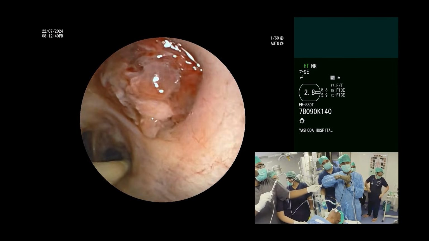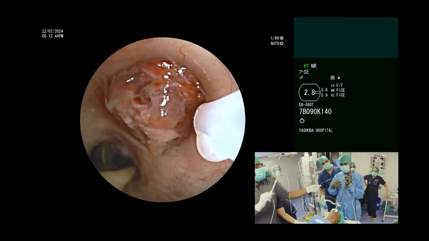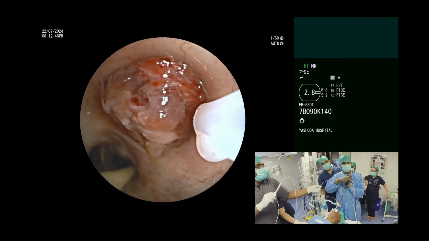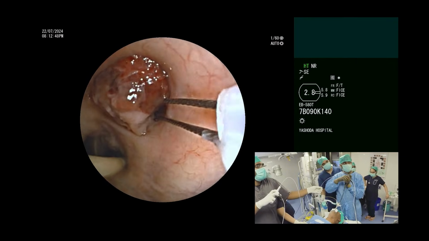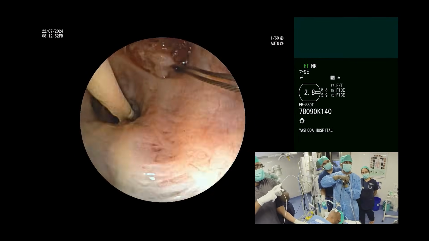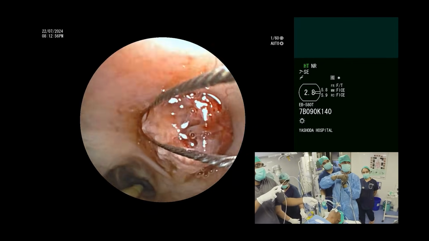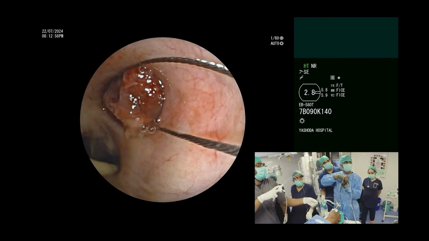Now you can see as I pass the electrosurgical snare, the snare comes out of the lower end of the bronchoscope, and now I'm asking my assistant to open the snare. You need to be very gentle in making sure that the snaring is proper. If not, you may end up partially snaring the tumor.